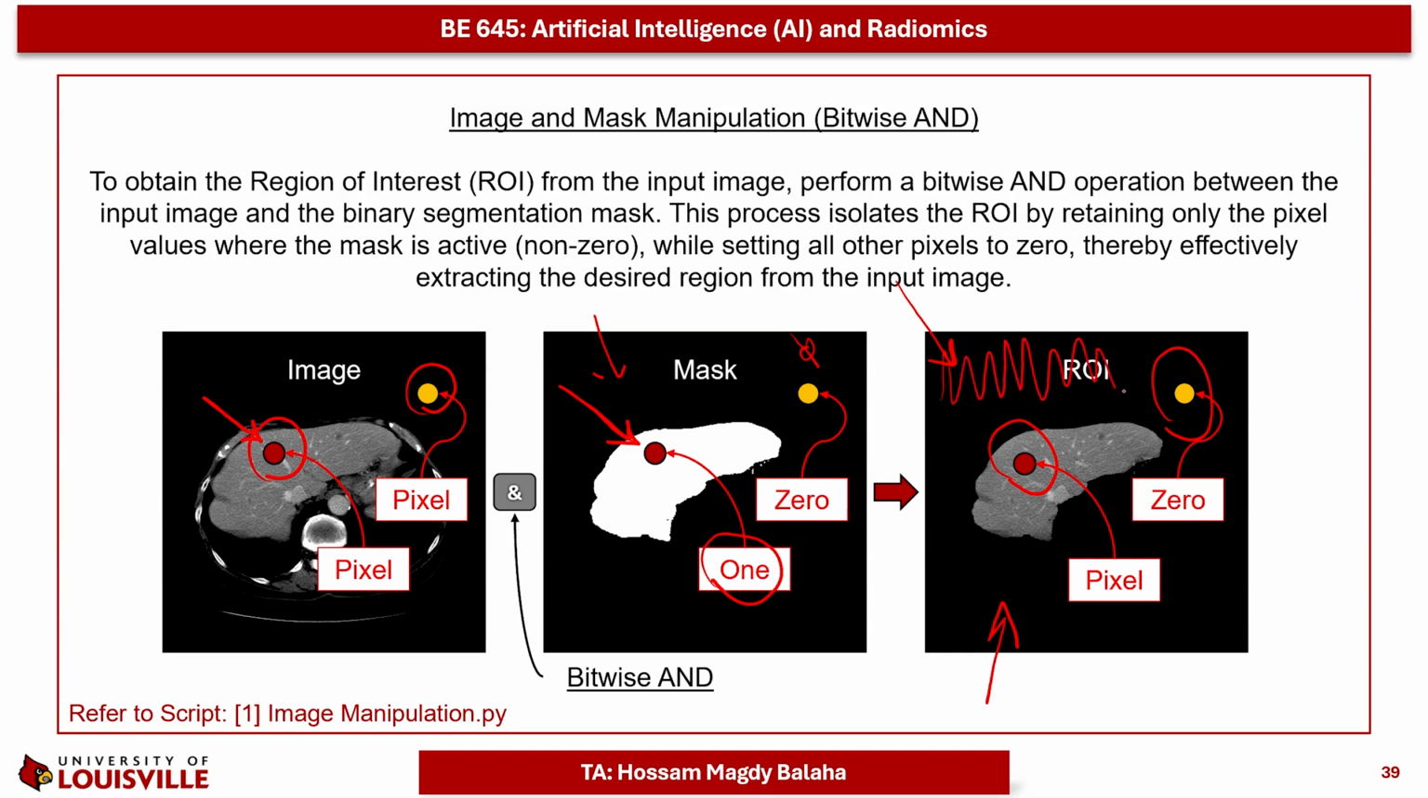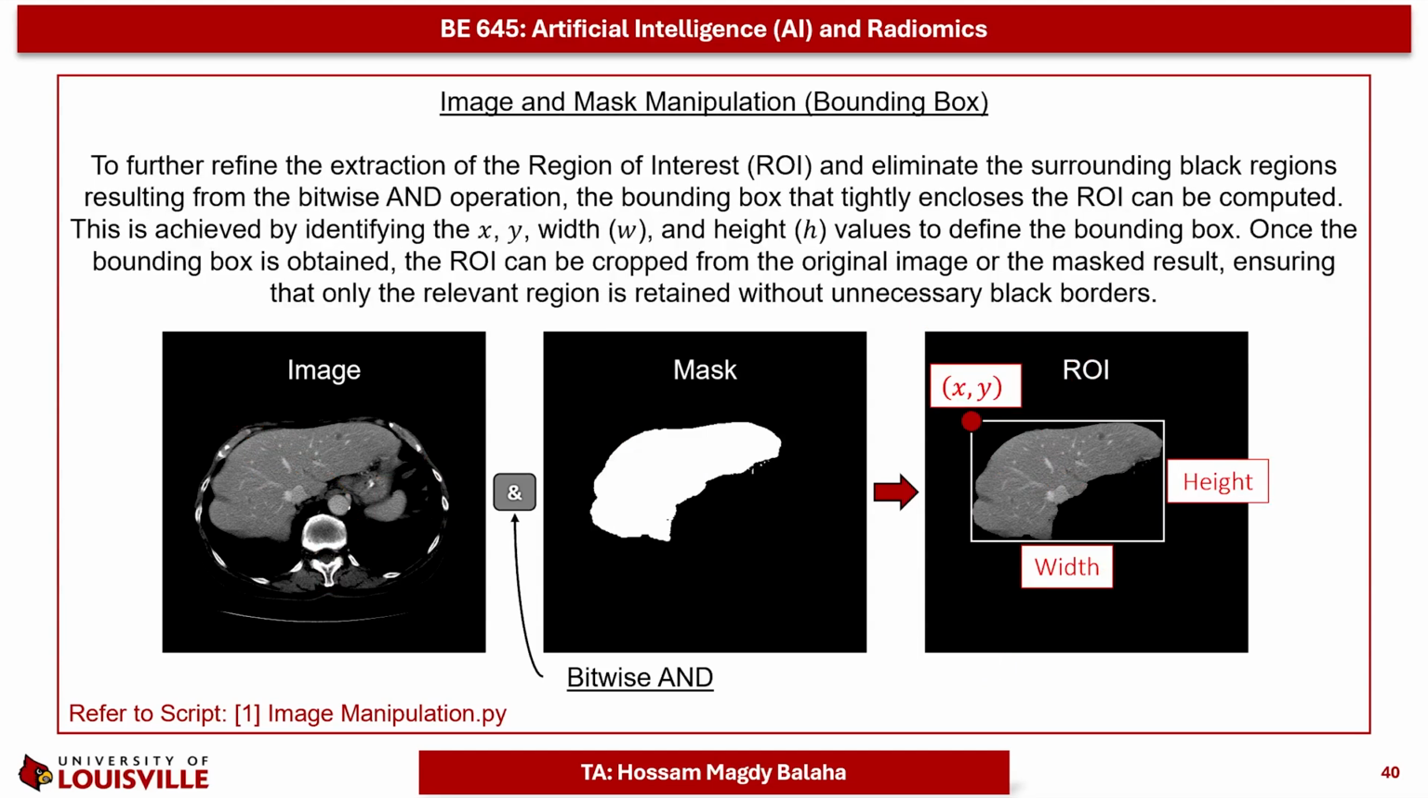A second point here: if you look at the ROI, you will find that there is a large space that contains black pixels, which is useless in our processing. And we need to get rid of these pixels, or the surrounding region around the ROI. How to do that? Simply find something called a bounding box. A bounding box is essential to find only the region of interest or the organ that we need and eliminate the surrounding black regions, which are a result of the bitwise AND operation.